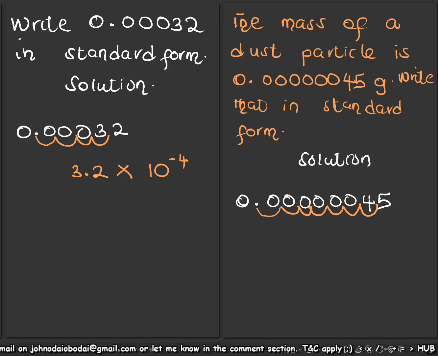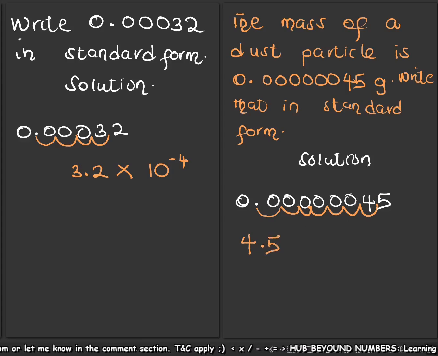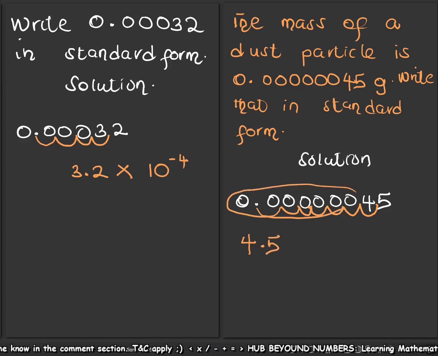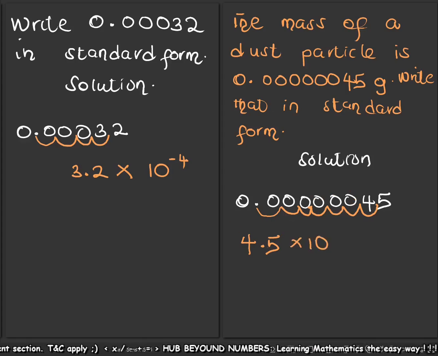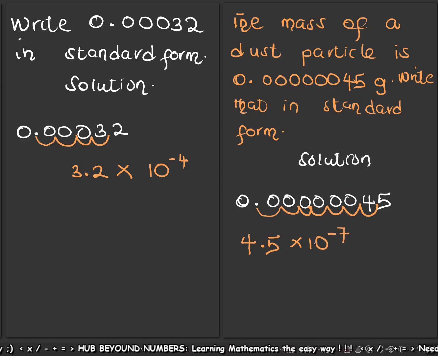And then now it has come to be between 4 and then 5. So we have 4.5 because we said all these zeros have to be what? Omitted. So 4.5 times 10 to the power -7. -7 because it was a very small number and then we change it to what?